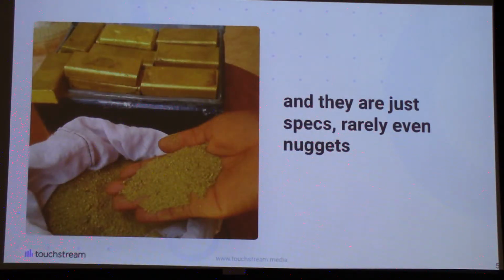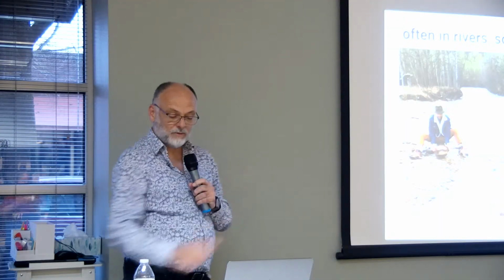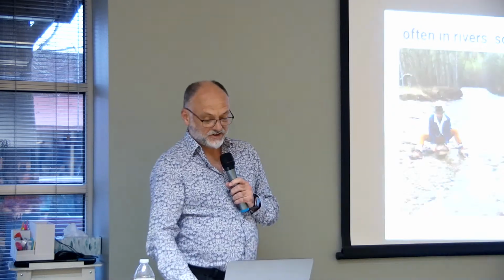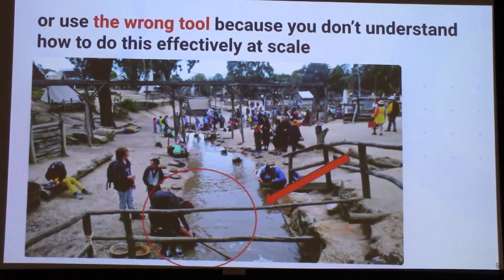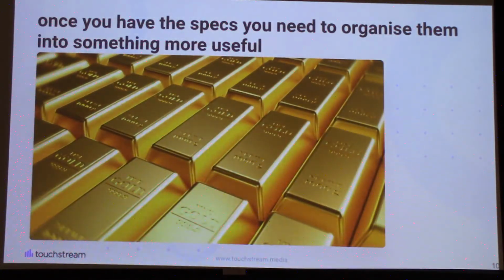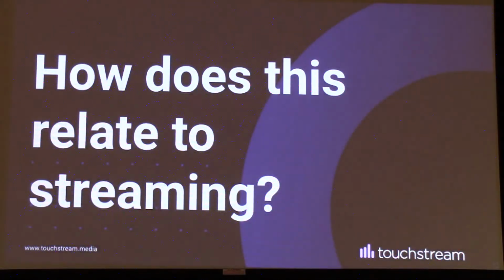And they're not just specs. They are rare nuggets, and they're often in rivers, a metaphor we'll come back to, and so hard to catch. Sifting for gold is really hard work. To get all these little specks is a lot of work, and it's very easy to look in the wrong place. And if you're using the wrong tool, you're really going to struggle. Then once you have all these specs, you've got to organize them into something much more useful and display them in a meaningful way. Okay, so that was the fun bit.